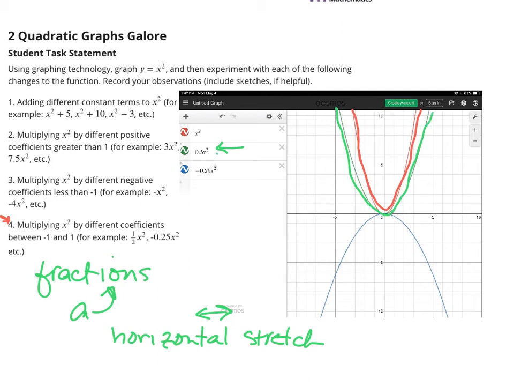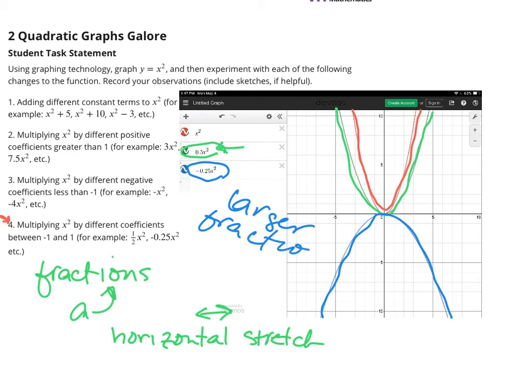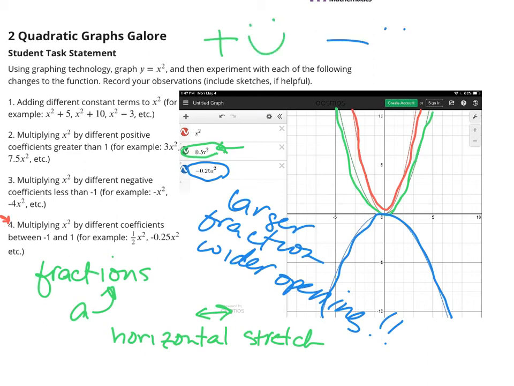Now this is a positive fraction in green, so we're still a happy parabola, versus this next one, which is a smaller fraction. The green fraction is 1/2, the blue fraction is 1/4, so we've gotten even wider, but we're unhappy because it's negative. The smaller the fraction, the wider we're open. And when it's positive, it's happy. When it's negative, it's sad.